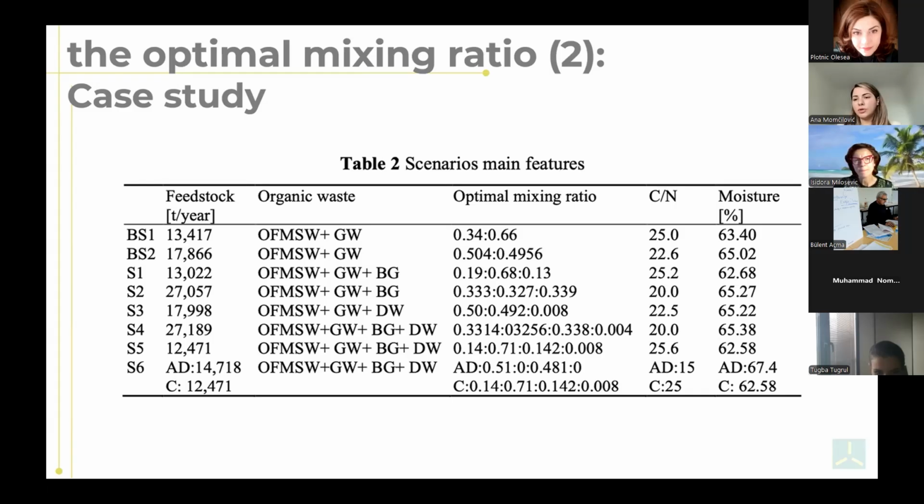We just wanted to know how the closed loop system would react if both processes are available. You can see also the optimal mixing ratio, the C/N ratio of the final mixture, and the moisture of it.